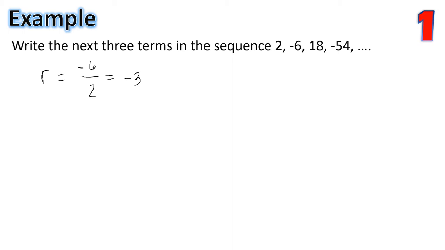We can check this by multiplying each term by negative 3. So we have 2 times negative 3 is negative 6.